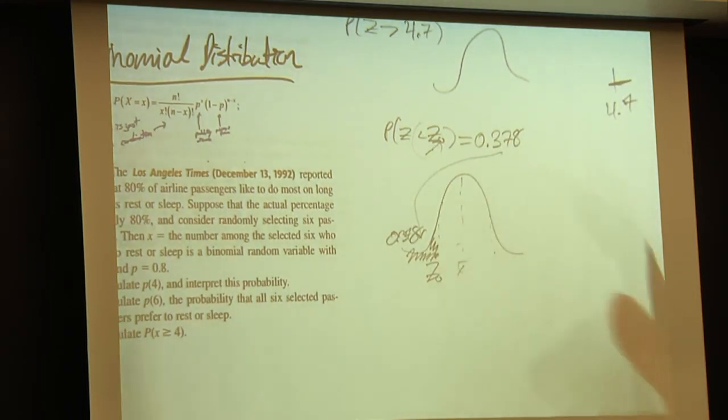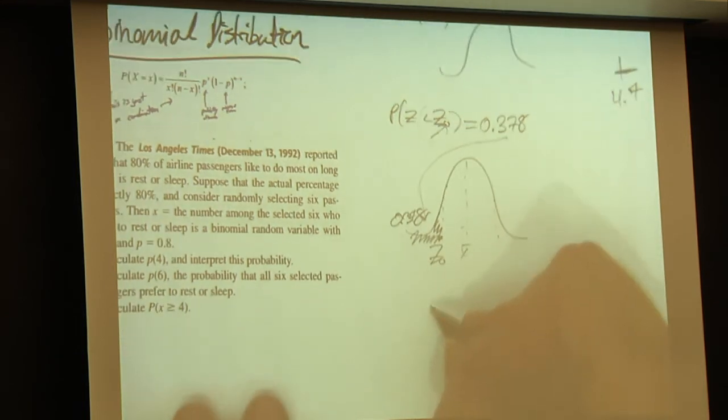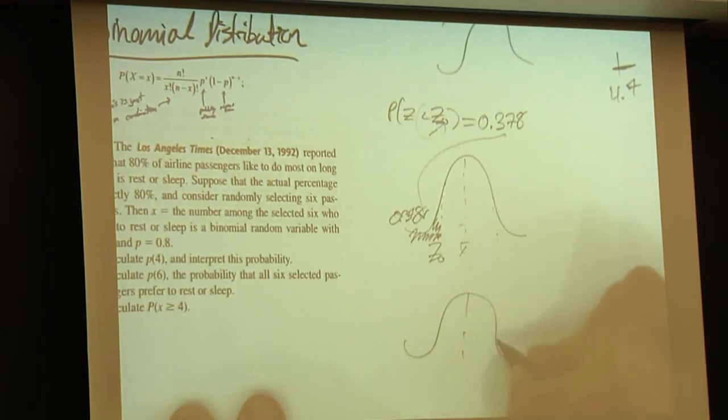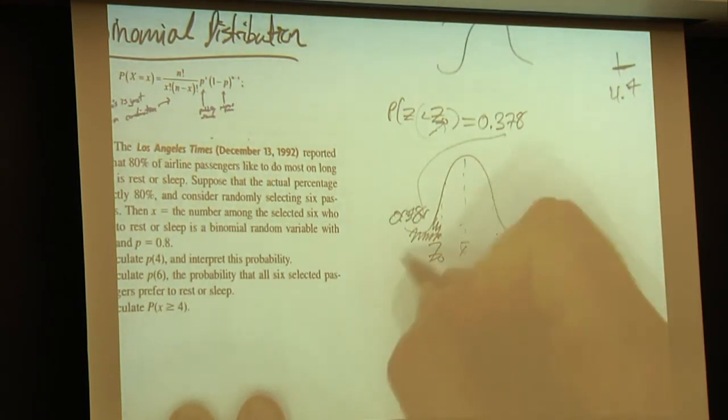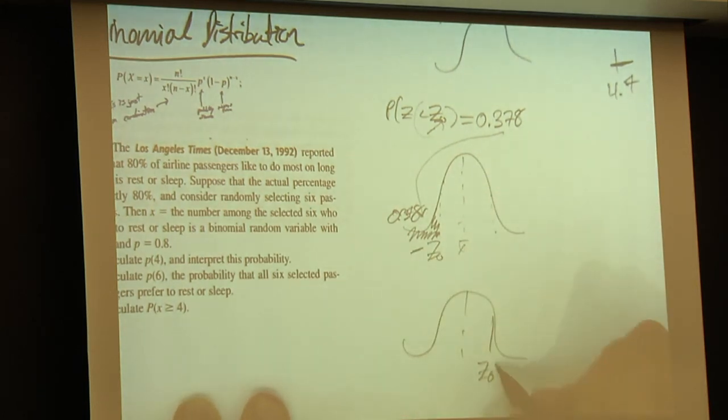You might have to do some funky manipulation with this curve. Maybe you have to redraw it, so you could think about it being up here. And this will be a negative Z naught. We're definitely going to be negative down there. But this Z naught, we could draw it this way and have 0.378 here, which means we have 0.5 minus 0.378 here.